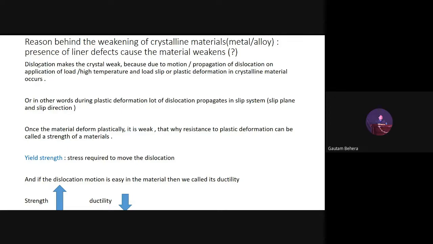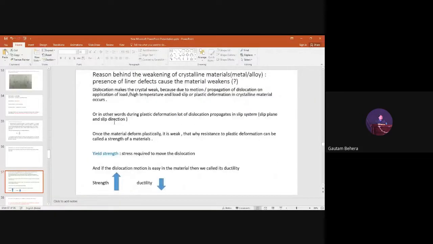Here I have already written everything. You can see dislocation makes the crystal weak, because due to motion and propagation of dislocations on the application of load, high temperature and load, slip or plastic deformation in the crystalline material occurs. You can write. So you understand, your crystalline material is weak means dislocation is propagating from one position to another in the slip planes, right? Easily they are moving. That's why it is weaker. Or in other words, due to plastic deformation, a lot of dislocations are propagating in the slip system.